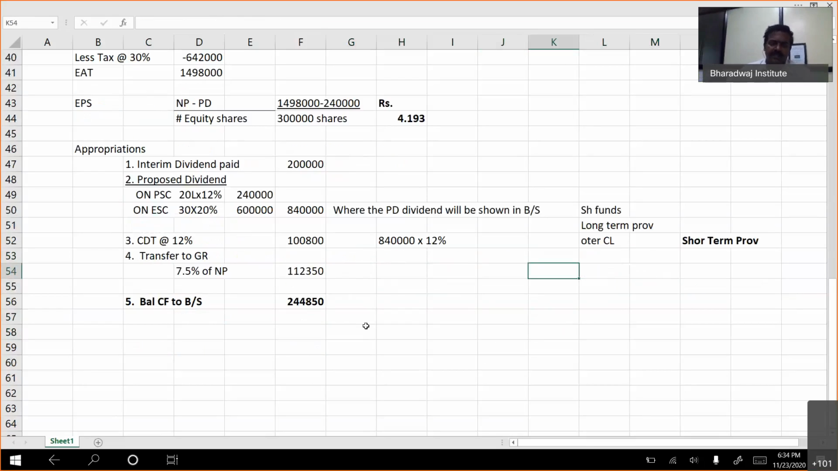Sir, why will we not tax the CDT on interim dividend, sir? This is inclusive of CDT. Interim dividend paid would have been paid along with CDT. If you don't pay it, there is a violation of company law. Otherwise, they should have mentioned it separately. Otherwise, this interim dividend paid is inclusive of CDT, unless they mention in the problem.